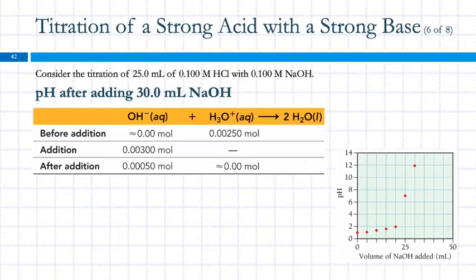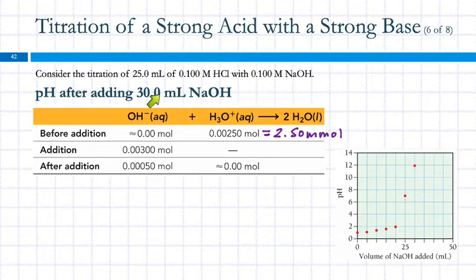Okay, let's go past. This is what you wanted to see, Harleen. We're going to add 30 milliliters of sodium hydroxide. So here's, before we added anything, no hydroxide ion, 0.0025 moles or 2.5 millimoles of the hydronium ion. And we're adding 30 milliliters of 0.1.